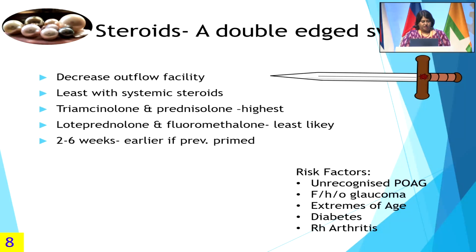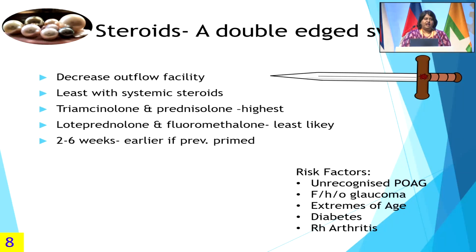Coming to the steroids, steroids are known to be a double-edged sword. They need to be given for the inflammation to be controlled, but many patients are steroid responders, so it decreases the outflow facility. It's least with the systemic steroids, most with the topical and the periocular steroids. Triamcinolone and prednisolone have the highest steroid response. Loteprednisolone and fluorometholone are least likely, usually 2 to 6 weeks after starting.